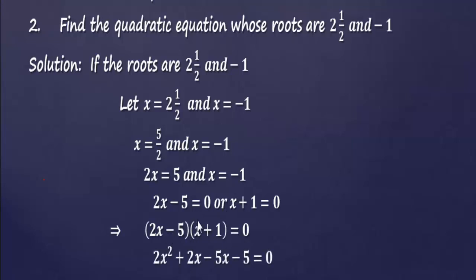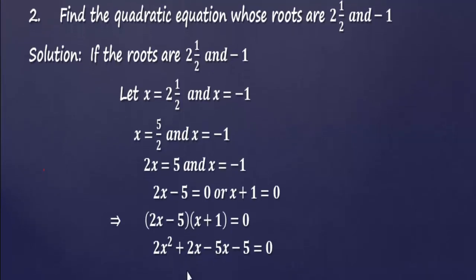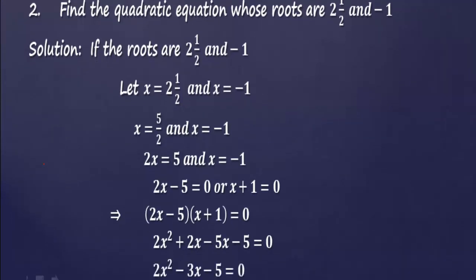Now by the time you expand this, you are going to get 2x squared plus 2x minus 5x minus 5, which, when you add them, gives minus 3x. Are you seeing it now? So 2x squared minus 3x minus 5 equals 0. Are you getting it? This is the equation that you are asked to find.